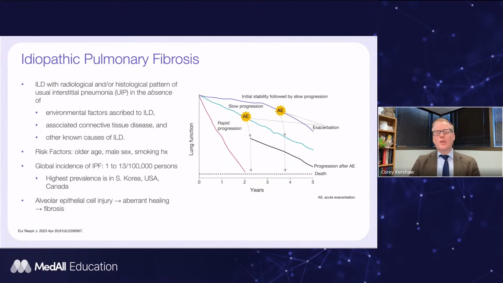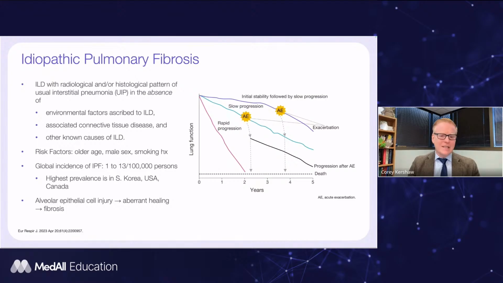So if you have someone with a UIP pattern, either on CT scan or pathology, no cause, you very likely have a diagnosis of idiopathic pulmonary fibrosis. There's some nuance to this that I'm not going to get into today, but I'm happy to answer any questions later on about those nuances if anyone has them. There are some risk factors for IPF. Older age is a risk factor. Men tend to be affected more than women. And actually, a smoking history is more commonly associated with IPF. Cause and effect is a little bit difficult to determine, but there certainly is at least an association there.